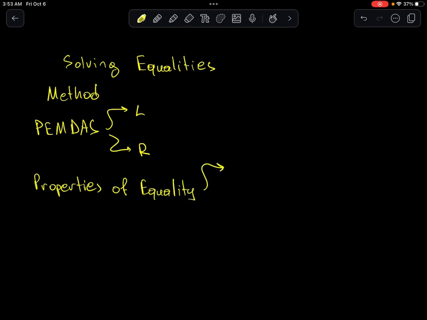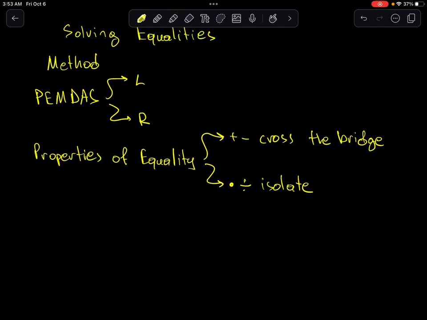We'll see that we'll apply the addition and subtraction to cross the bridge, that is moving terms from the left hand side to the right hand side, or from the right hand side to the left hand side, and we'll apply the multiplication and division property of equality to isolate. Okay, with this in mind, let's do an example and see how those apply.